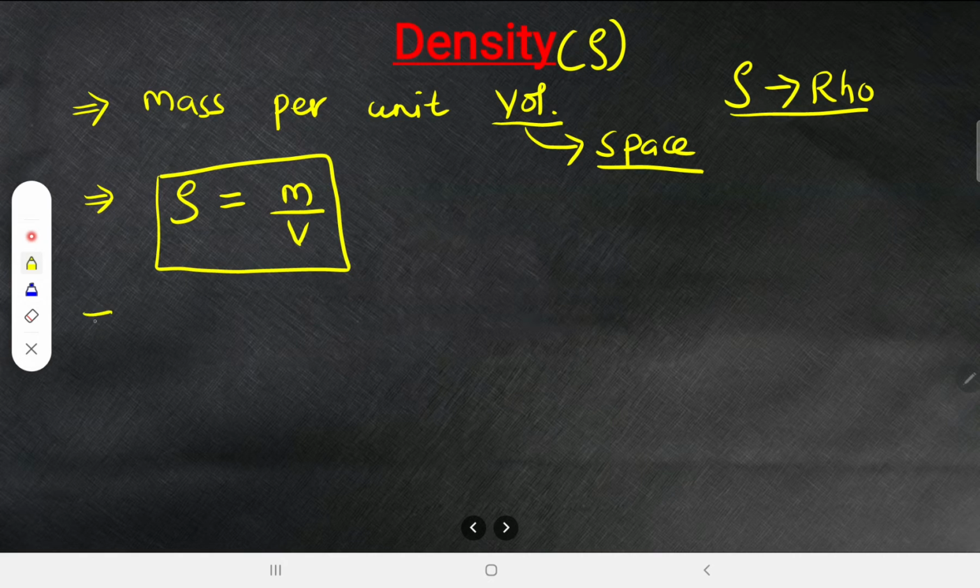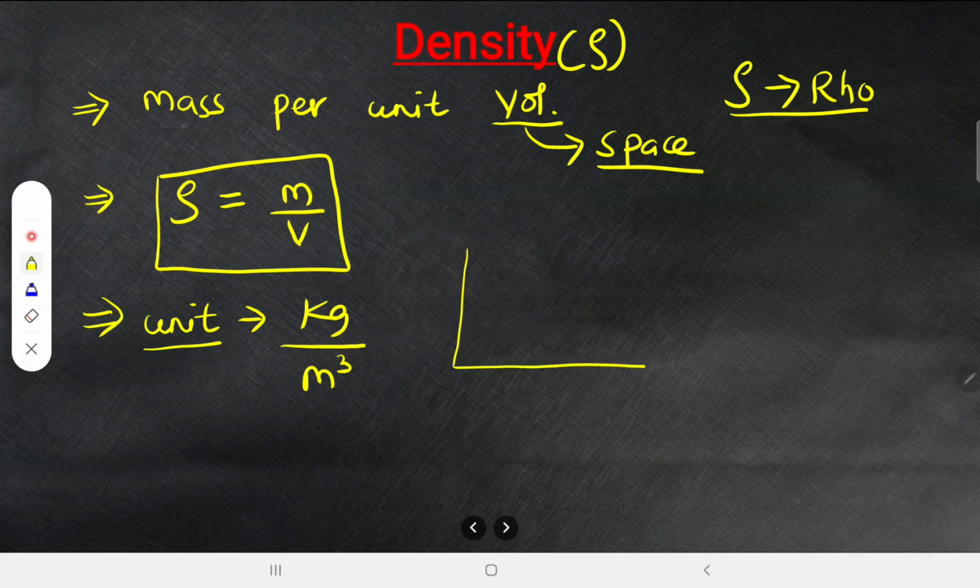And if you go for the unit, what will be the unit of density? Mass is in kg and volume is in meter cube. So the unit is kg per meter cube. All right, now one more thing, what is the feel of this density? Okay, let us take the feel of that.